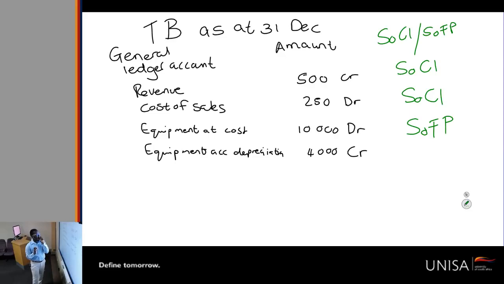And then equipment accumulated depreciation. What account is that? Statement of comprehensive income or statement of financial position? That is a statement of financial position account. So you apply the same assertions that you applied for equipment at cost. I hope that answers your question, Rena.